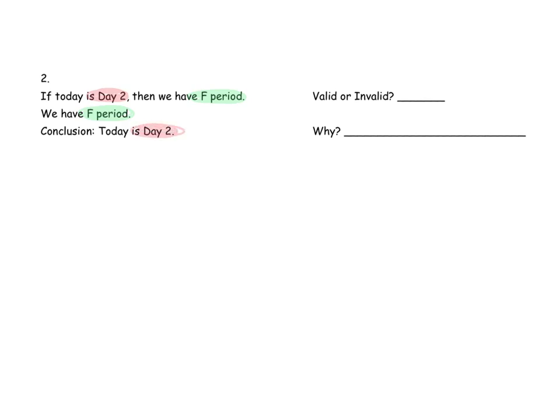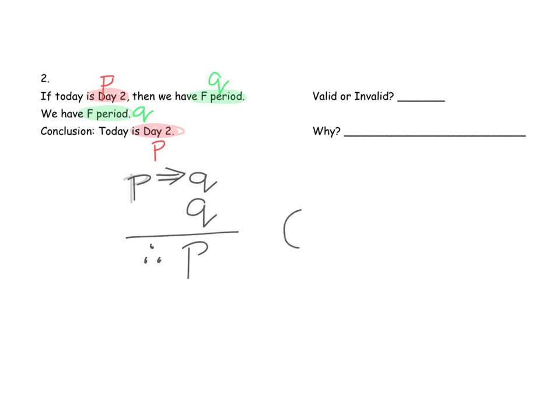So let's see what form this one takes. We have P implies Q, or if P then Q. Then we're told Q is true, and this person wants to conclude, therefore, P is true. So this form does not work. Remember, this is P in here. This is Q out here. Well, it could be day 2, but could also be day 4 or day 6, right? This is not a valid form of reasoning.